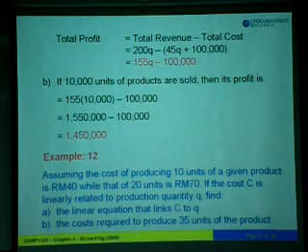Okay, let's look at example 12 now. Assuming the cost of producing 10 units of a given product is 40 ringgit. So remember, 10 units is 40 ringgit, while that of 20 units is 70 ringgit. If the cost is linearly related, meaning a straight line, to production quantity Q, find the linear equation that links C to Q. And then find the cost required to produce 35 units of the product.